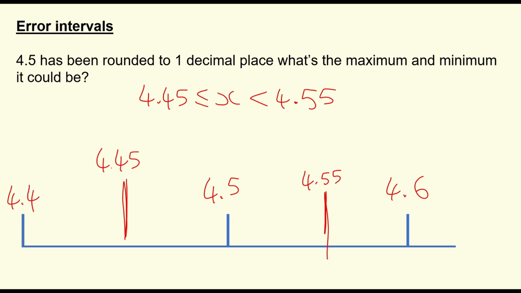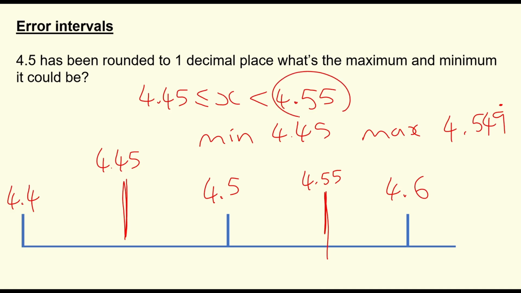So you can either draw that as an inequality, or you can say, look, the minimum it can be is 4.45, the maximum it can be, remember, we can't go up to 4.55, so we've got to say 4.549 recurring, which can be a bit of a pain to do, but that's the highest we can go without being 4.55. Okay, in maths we generally work with this when we're doing our calculations, but this is fine as well.